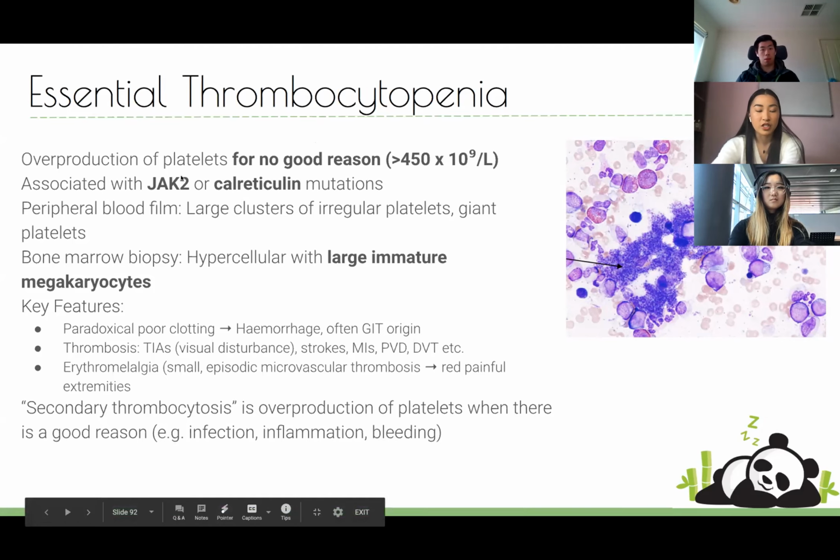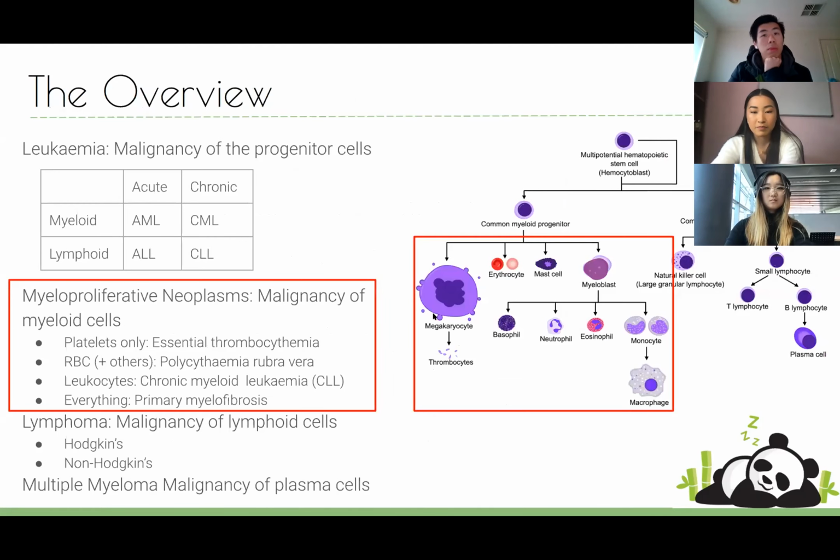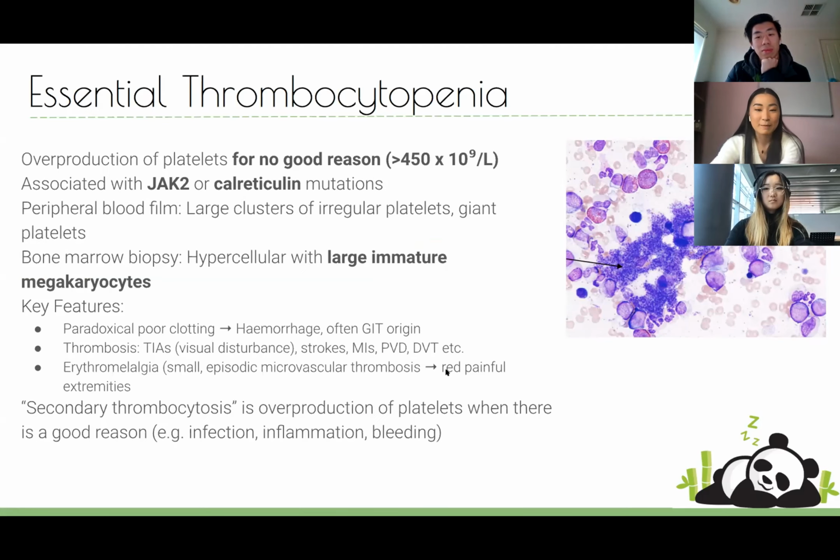It's associated with these genetic mutations, JAK2 and calreticulin. JAK2 is a big one for all of these myeloproliferative syndromes, so it's not really unique to ET specifically. Peripheral blood film would show big clusters of platelets like this. That's pretty in your face. And then the bone marrow biopsy, hypercellular but large immature megakaryocytes. So remember, they're the precursor to the thrombocytes. And so these are the ones that you'll see in the bone marrow.